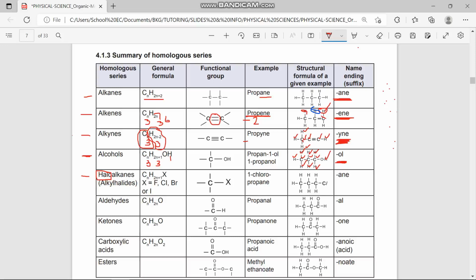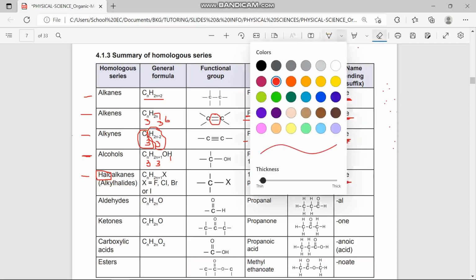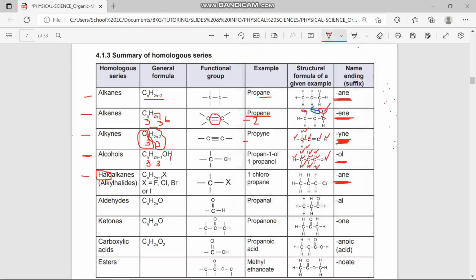Halogens are the elements that you find in your periodic table, such as fluorine, chlorine, bromine, and iodine. So it's going to share some of the same functions as alkanes. For instance, the suffix is ane, which is the same as that of alkanes. Let me wipe it so that I won't get confused.